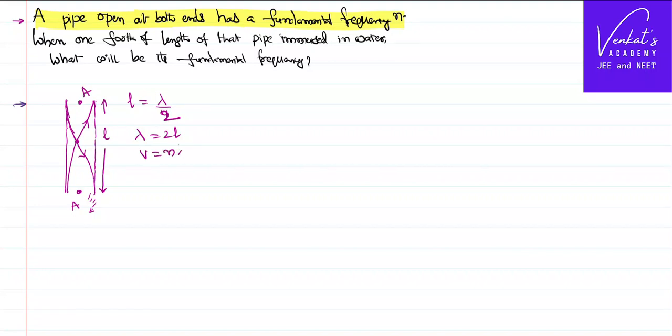We know V equals N lambda. So N equals V by lambda. That is, N equals V by 2L.